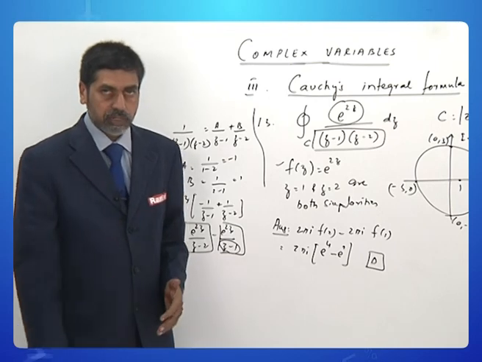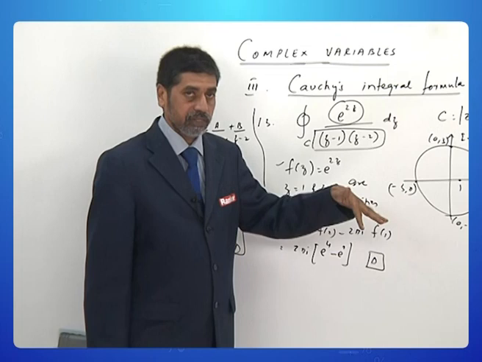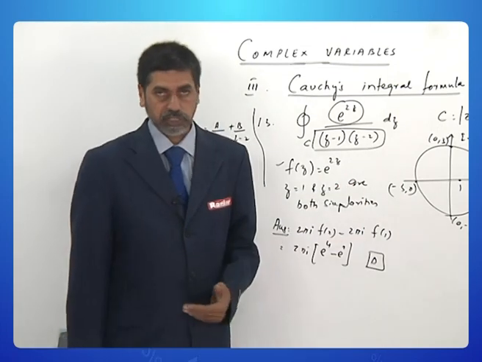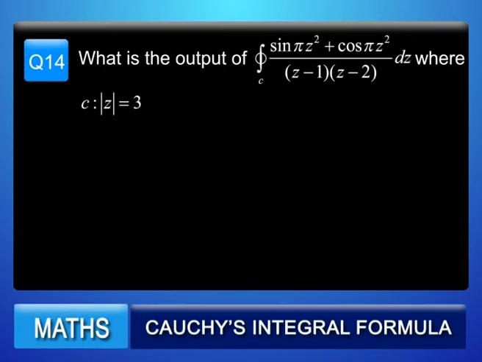In the problems that are going to come, you may find one singularity inside and the other is not inside. So, I will tell you how to handle those situations. Let's go to the next question. Question number 14. What is the output of the contour integral (sin pi z squared plus cos pi z squared) by (z minus 1) into (z minus 2) dz, where C is mod z is equal to 3.